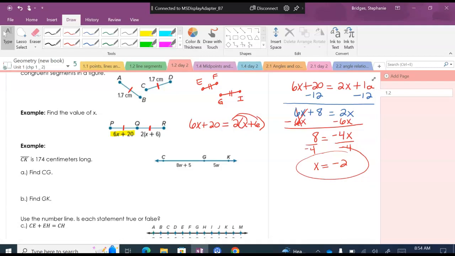Do you see where it tells you that segment CK is 174 centimeters long? Okay. And then the 2 questions it's asking you to find CG, and it's also asking you to find GK. However, what variable is in my picture? W. So I probably need to find W first, right? So let's take a look.